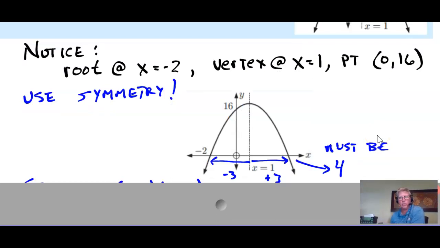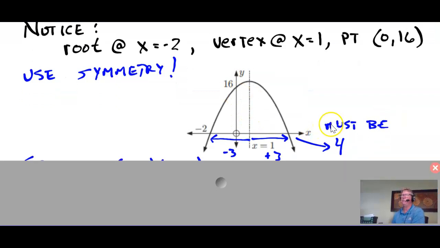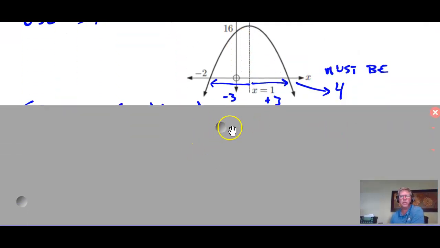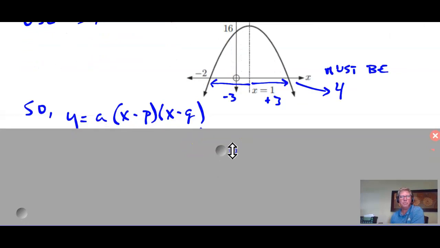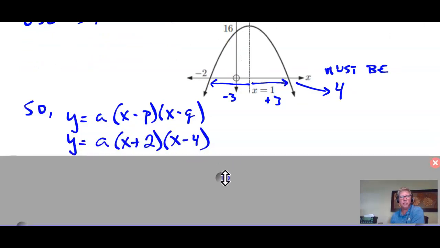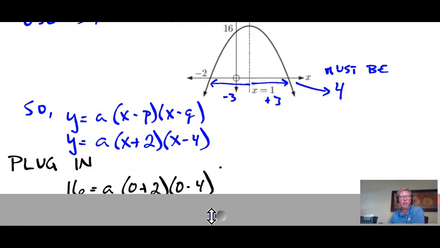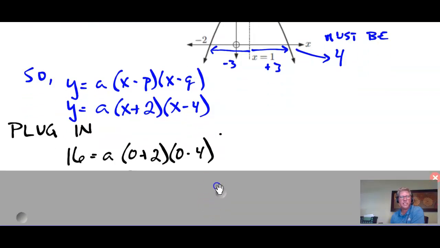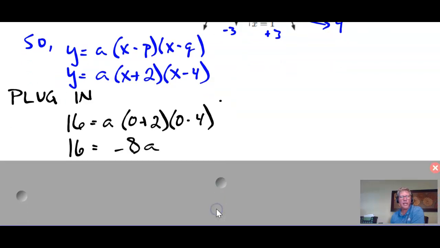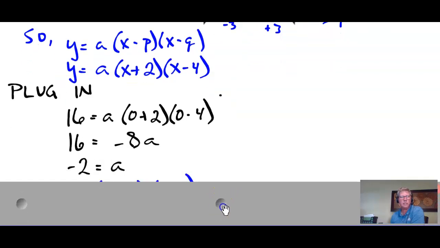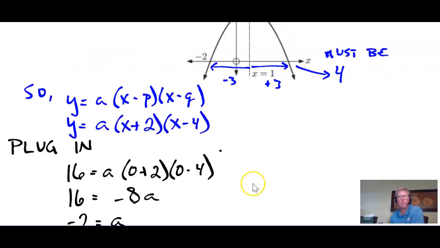Probably don't need to do the rest of this problem because you're going, wait, I know 2 roots and I know a point. Isn't this exactly like what we had before? You bet. So we'll run through it real quick. I would pick that form. I would plug in my 2 roots. I would plug in my point that I know, 0, 16. I would evaluate A. I'd get a negative, and that makes a lot of sense because that thing opened down.